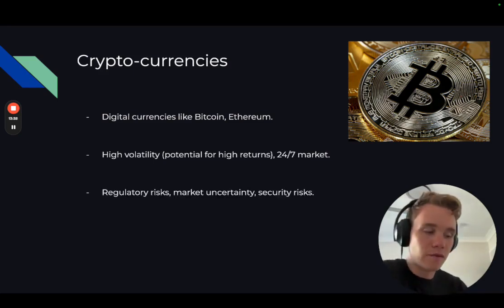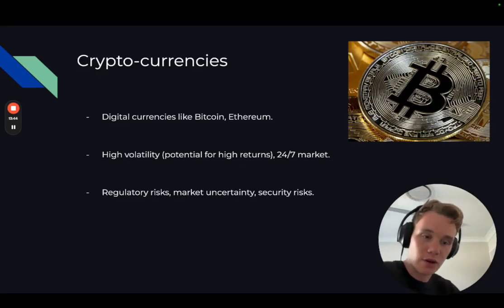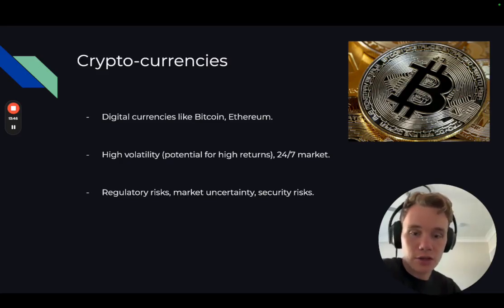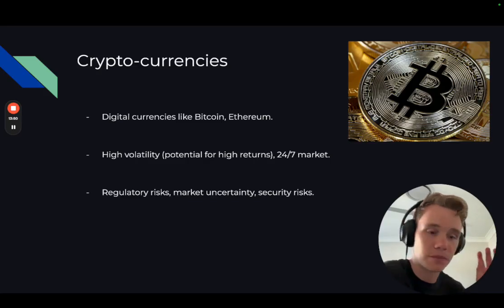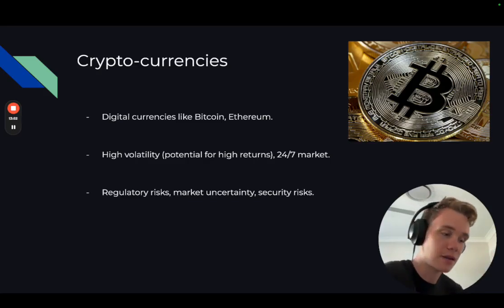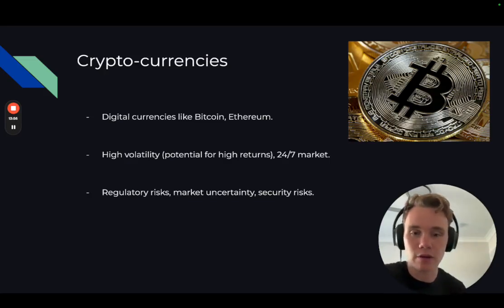And unfortunately, one of the downsides to this environment is the regulatory risks. Like I said, there is no regulation, so anything can happen. Market uncertainty, it's very economically driven. If something were to happen that hits the news relating to crypto, it can send prices going crazy.